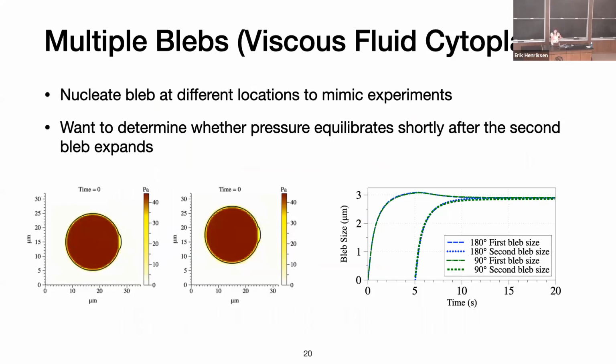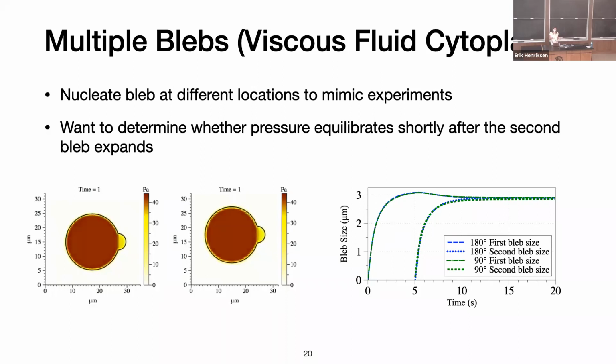Okay, so the whole point of this was to look at multiple bleb experiments. And so I'm going to try to mimic the experiments by initiating blebs, one at 90 degrees, the other at 180 degrees. And so you can see that the bleb expands and then things equilibrate.